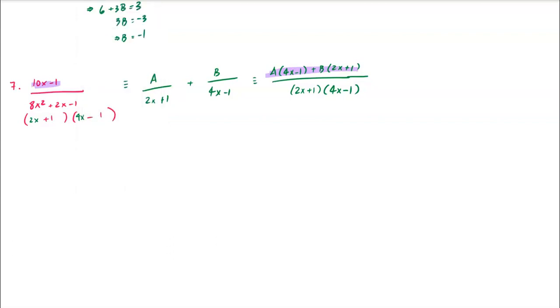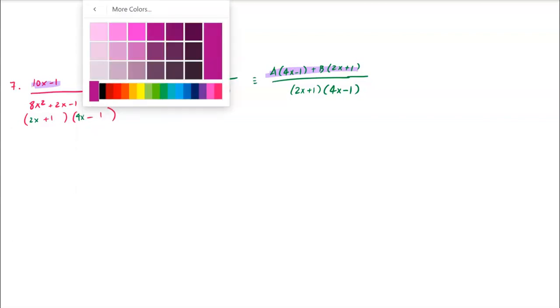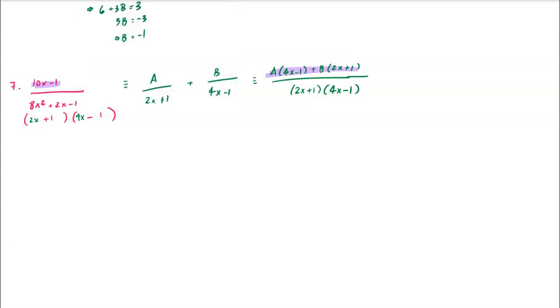Oh, I've seen that. Okay. So we have 10x minus 1. Oh, I don't like that. Let's pick some more colors. I like those pretty purples. Okay.